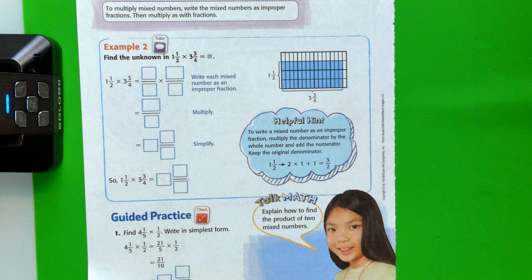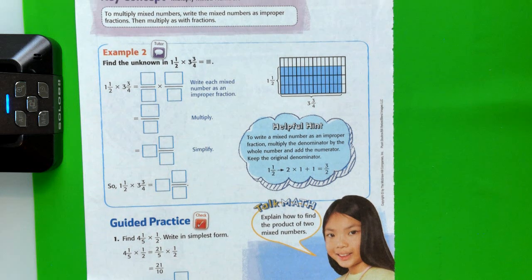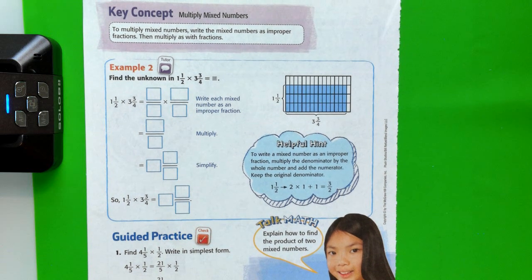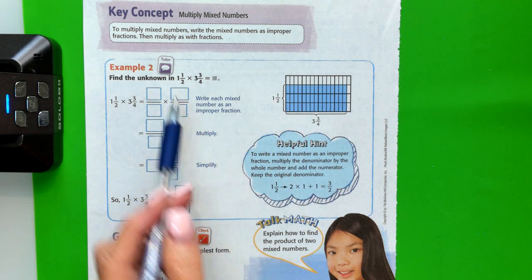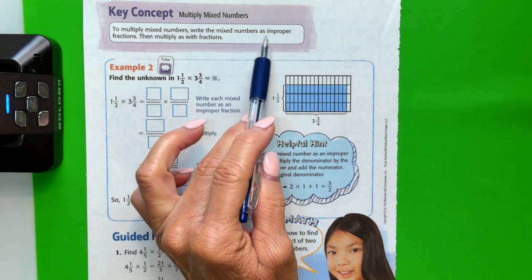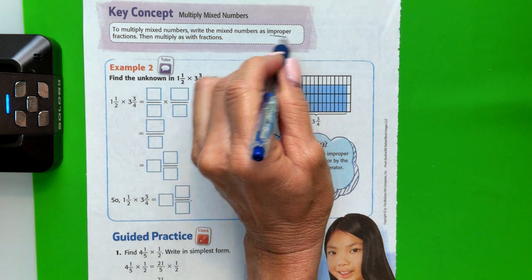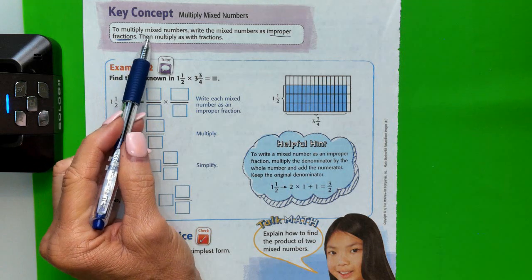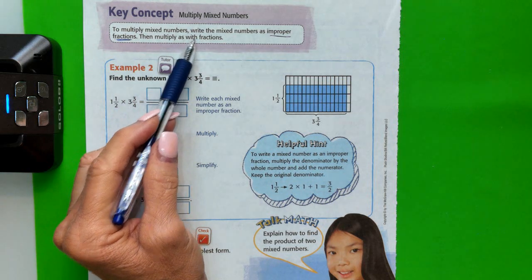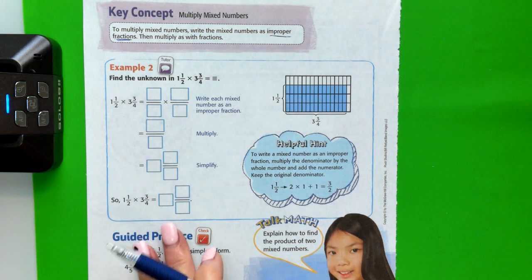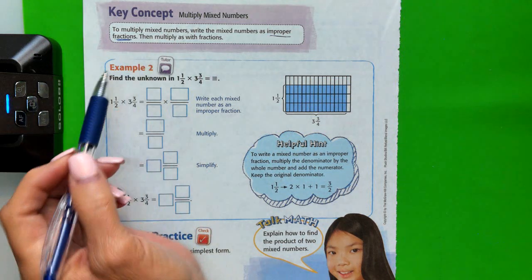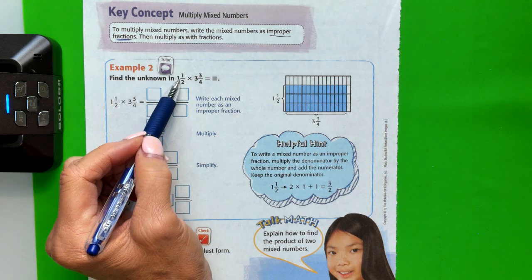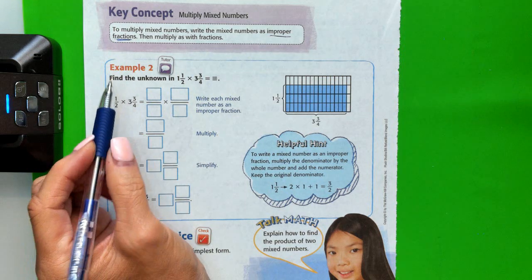Let's look at example number 2. So let's check out our key concept first. Okay? It says to multiply mixed numbers, write the mixed numbers as improper fractions, right? So that means the numerators are going to be bigger than the denominators. Then we're going to multiply across like we do with any other fraction. So let's start. We're going to find the unknown. 1 1/2 times 3 3/4.